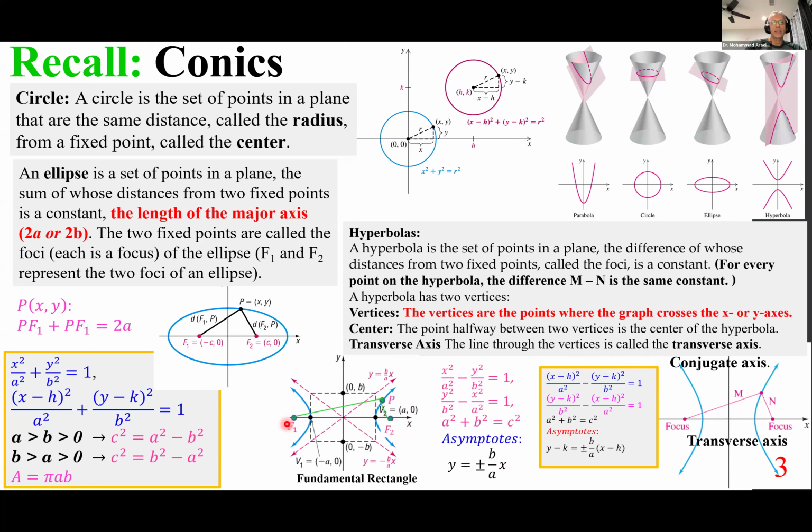And again, the idea is that the difference PF1 and PF2 is a constant. In this case, if this is a, it is 2a.